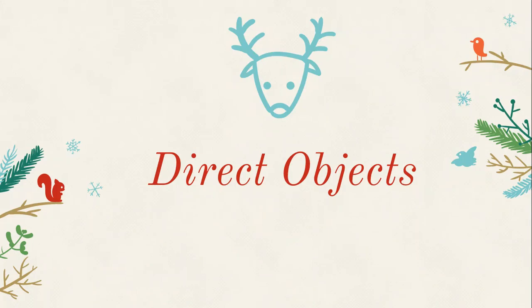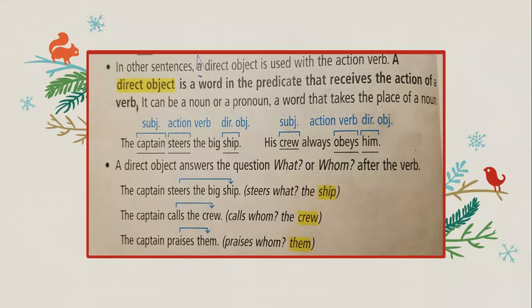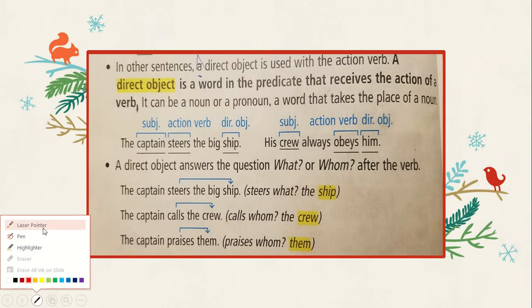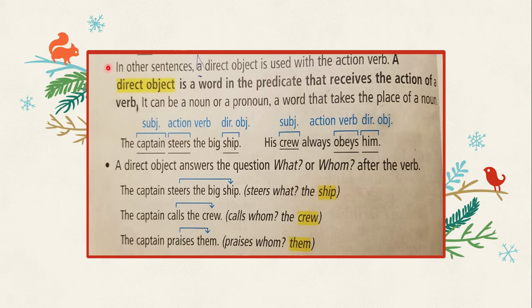Okay? Open your notebook and be ready. I want you to copy this in your notebook. The title is direct objects. In other sentences, a direct object is used with the action verb. A direct object is a word in the predicate that receives the action of a verb. It can be a noun or a pronoun, a word that takes the place of a noun.